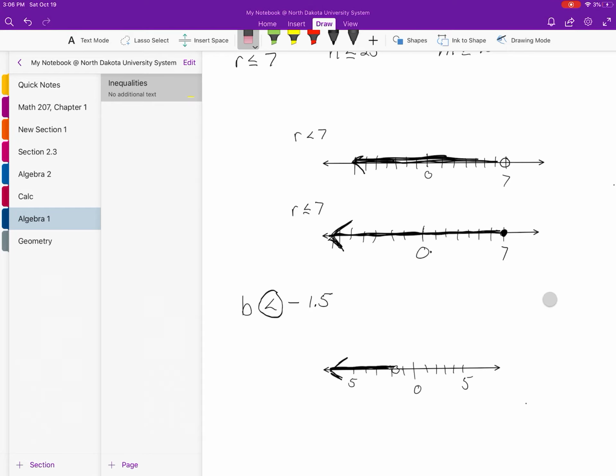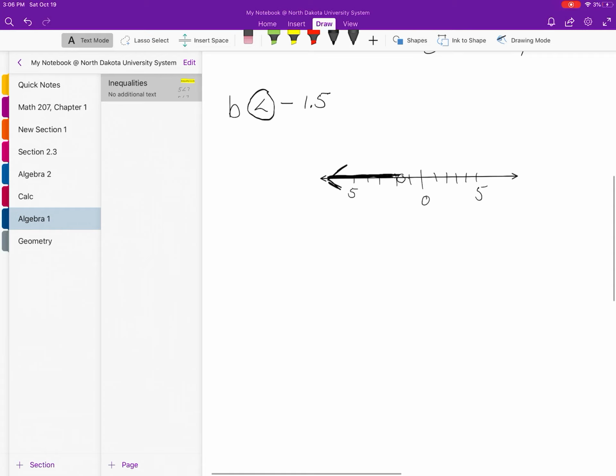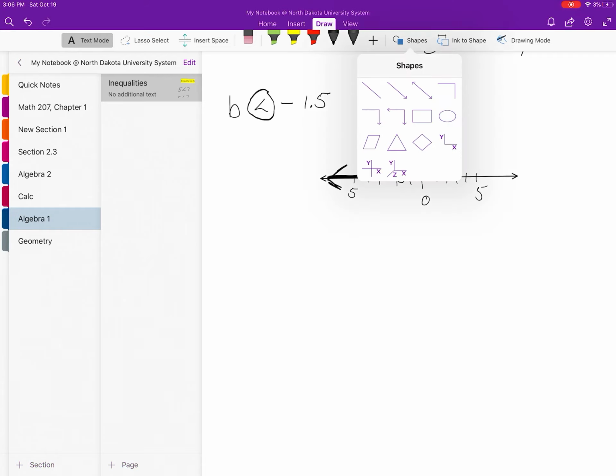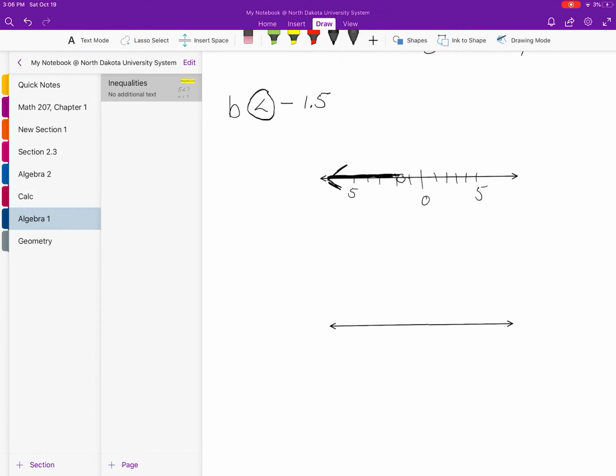How about this one? Let's do one more, but I have to erase these little dots because they're bugging me. Okay, how about, let's say, r is greater than or equal to 2?